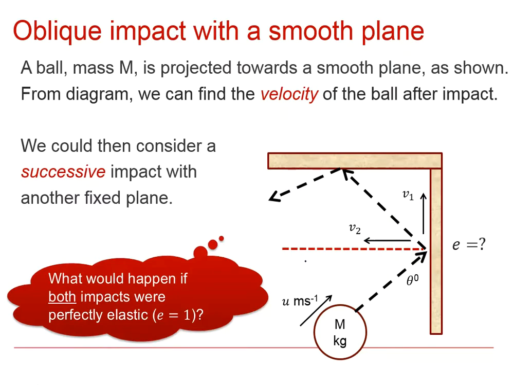So if we think about these impacts, what would happen if both of them were perfectly elastic? So e, the coefficient of restitution, was 1. Well, that would mean that this final direction here would actually be parallel to the initial line of motion. So it'll be exactly the same direction, but in the opposite direction.